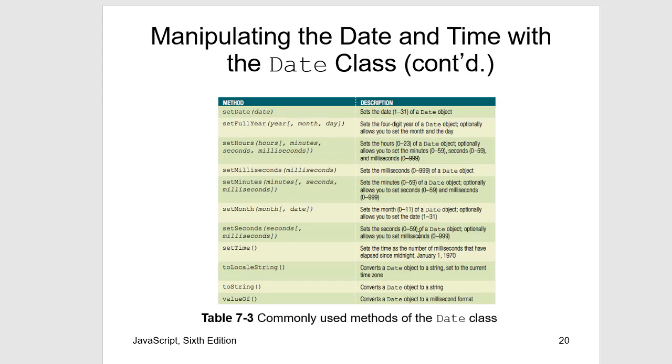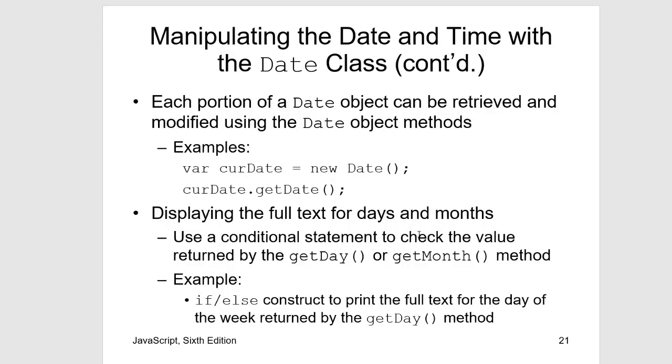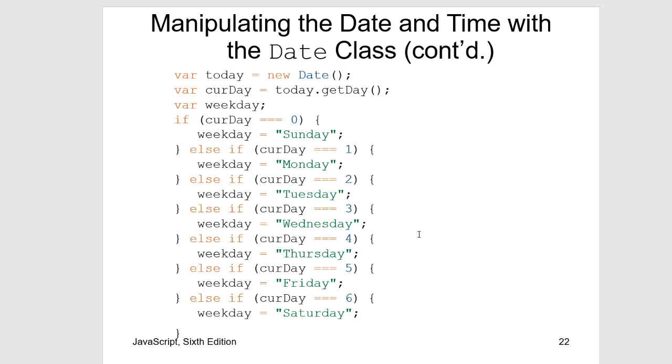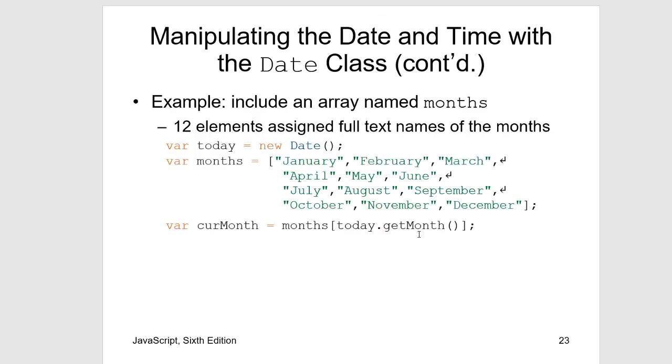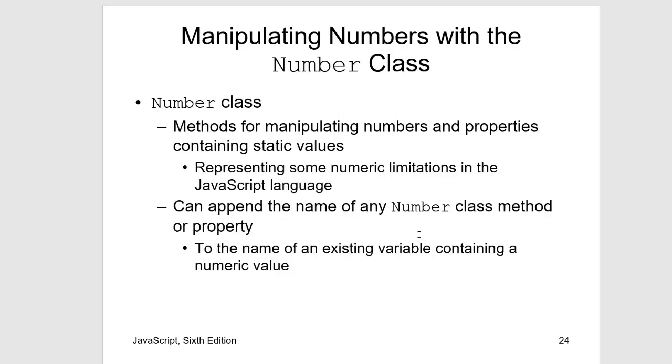There are also methods that allow you to change the value of the date, and those are listed in table 7-3. Each portion of a date object can be retrieved and modified using these methods, so you could get those things individually. This is an example of the use of date. Today is today.getDay. Current day equals today.getDay. If current day is equal to 0, then weekday is Sunday. And so it returns you the value of today. Here's another example of the use of it by pulling out the month.